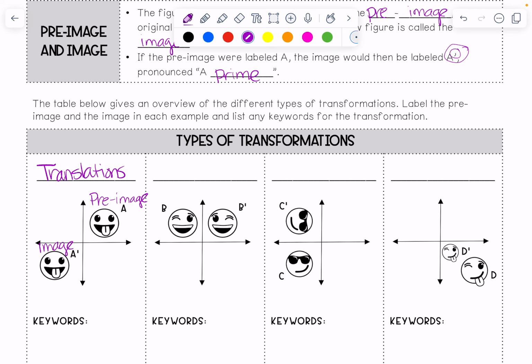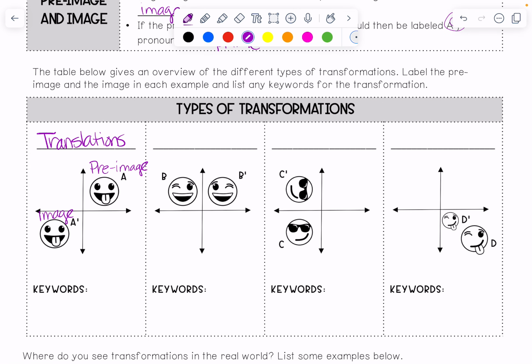This is a translation. The only thing that's changed about the figure is that it was a slide. A key word for a translation is to slide. One way that I remember that is the SL in slide and the SL in the word translation.